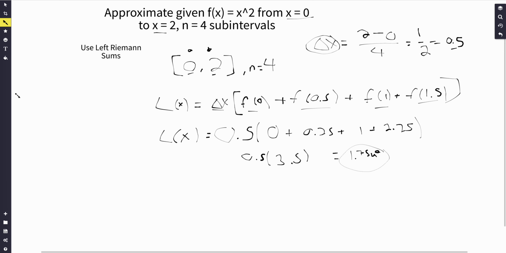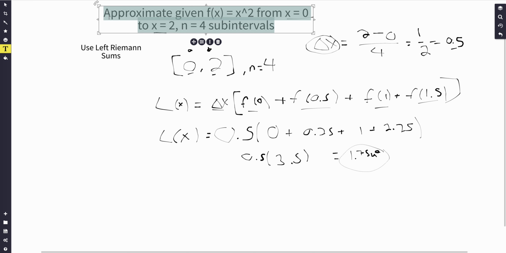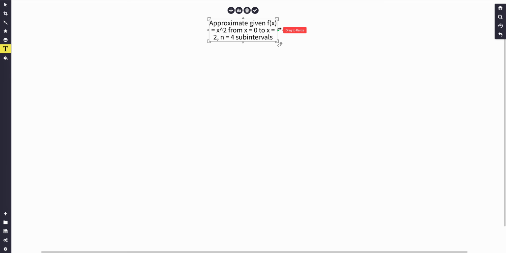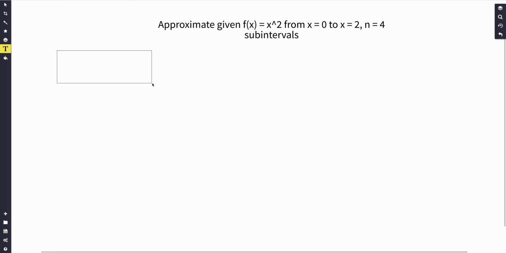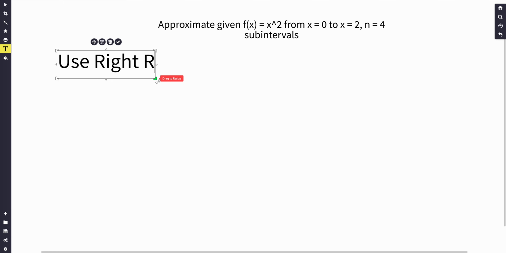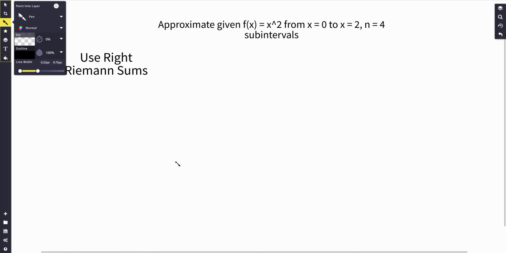Now let's show the same process, but let's use right Riemann sums now. Let me just create a new template. Okay. And then use right Riemann sums. You guys can pause the video and try this yourself if you want, but I can go over it again to show you guys. So what you would do for right Riemann sum, again, is write down what you know. That's what I like to do, just to make sure you have a clear understanding.